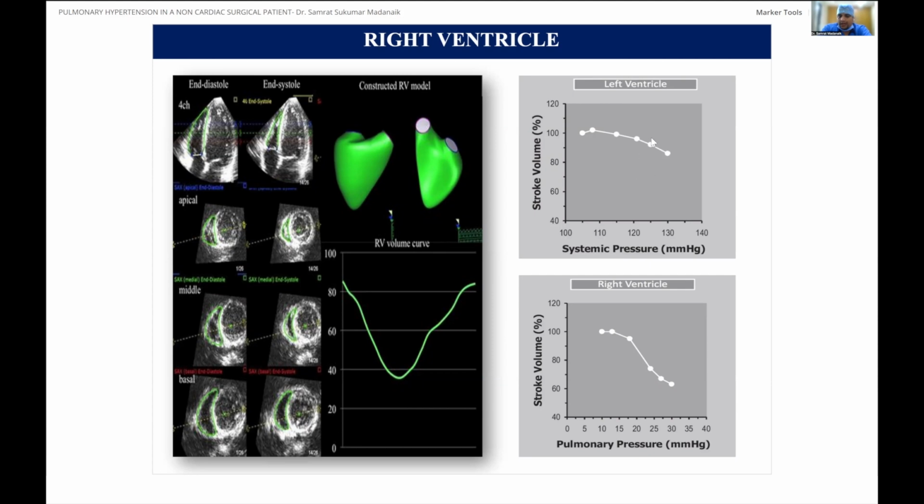In contrast to this, if you look at the right ventricle, the pulmonary artery pressure is plotted on the x-axis and the stroke volume of the right ventricle is plotted on the y-axis. If you see here, as the pulmonary artery pressure increases, even by a fractional amount, the stroke volume of the right ventricle is decreasing to a great extent. So basically, the patients who have pulmonary arterial hypertension are high-risk patients, and any minor increase in the perioperative period can lead to a decrease in the stroke volume of the right ventricle, which can be disastrous.